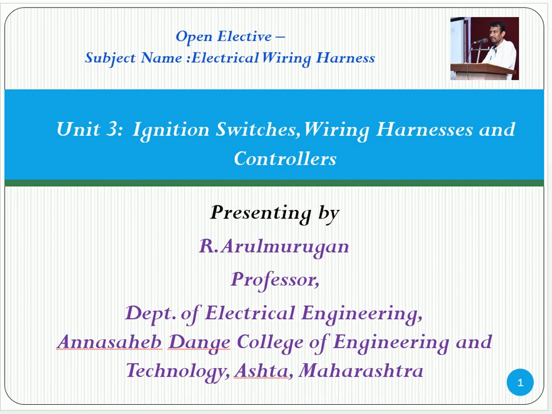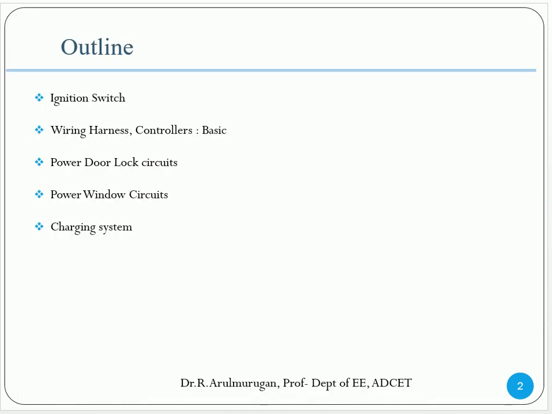Welcome all of you. In this video, you are going to learn about Unit 3: ignition switch, wiring harness, controller. You will also learn the outline of the unit. It includes the ignition switch, wiring harness and controller, basic power door lock circuit, power window circuit, and charging system.